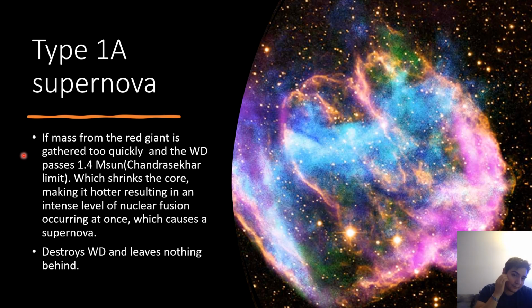So if the white dwarf and its newly acquired mass goes over 1.4 solar masses, the weight will shrink the core, making it hotter, resulting in an intense level of nuclear fusion occurring all at once, which will cause a supernova, which completely destroys the white dwarf and leaves nothing behind. Here's a supernova, and that white dwarf is gone.